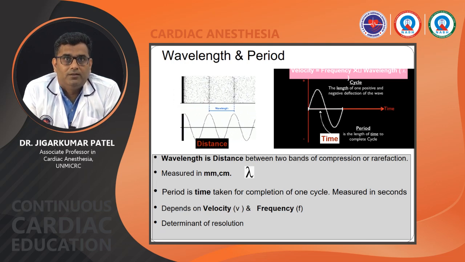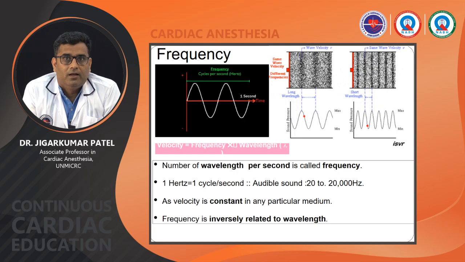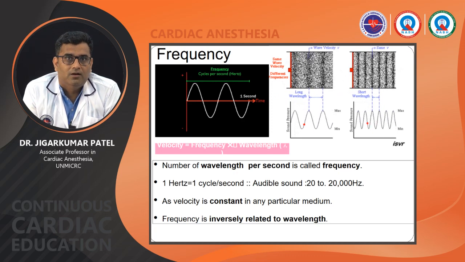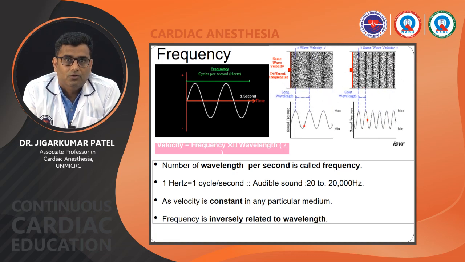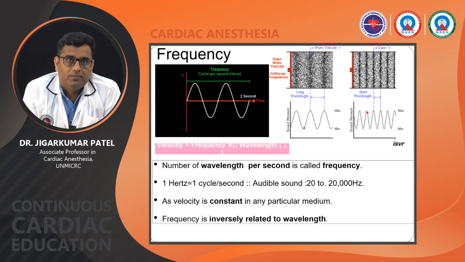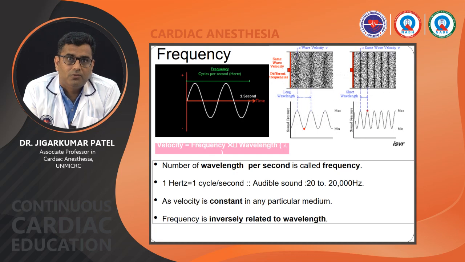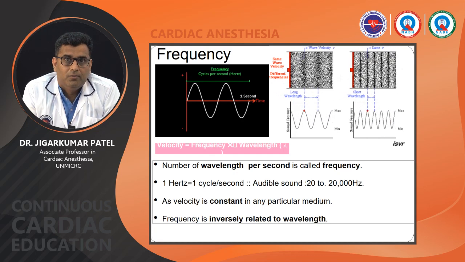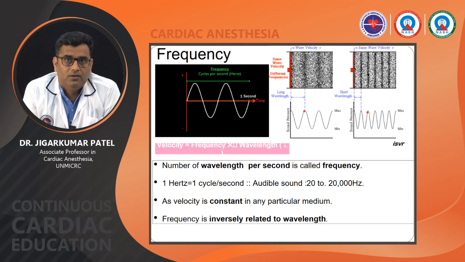Fourth important point is frequency. Frequency is the number of wavelengths per second and it is measured in hertz. So 1 hertz is equal to 1 cycle per second. A cycle is the time to complete one wavelength, but the frequency is the number of cycles per second. For audible sound, the range is between 20 to 20,000 hertz.